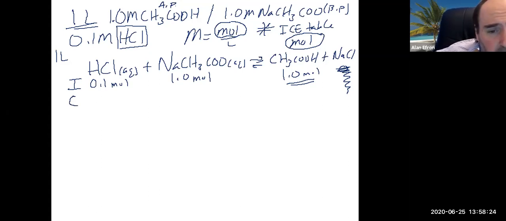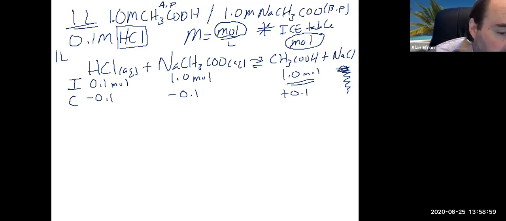Normally at this point, we go minus x, plus x, and all that good stuff. And x is the change that occurs. But if this is truly a buffer and it is truly functioning correctly, we should know that all of the HCl that we just added should actually be used up. And we should know that it is actually the limiting reagent. And the change part here is actually going to be the moles of the HCl in this case, because it should get completely used up.